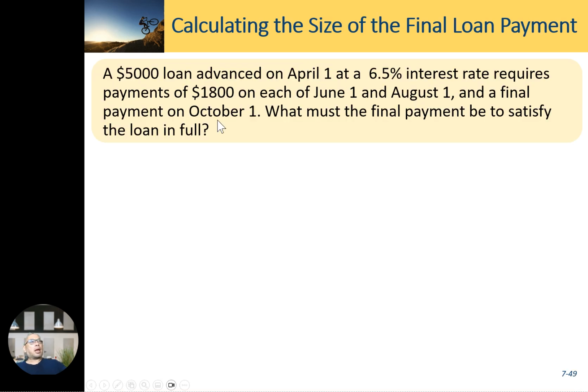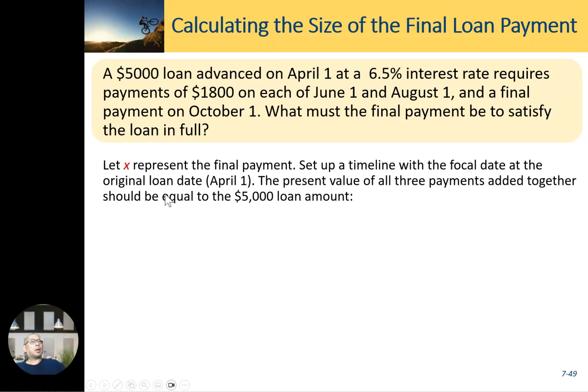All right, the second example, calculating the size of the loan. A 5,000 loan advanced April 1 at a 6.5% interest rate requires 1,800 on each of June 1 and August 1. The final payment is October 1. What will the final payment be to settle the full loan? X represents the payment. Set up the timeline with the focal date; the original date is April 1.